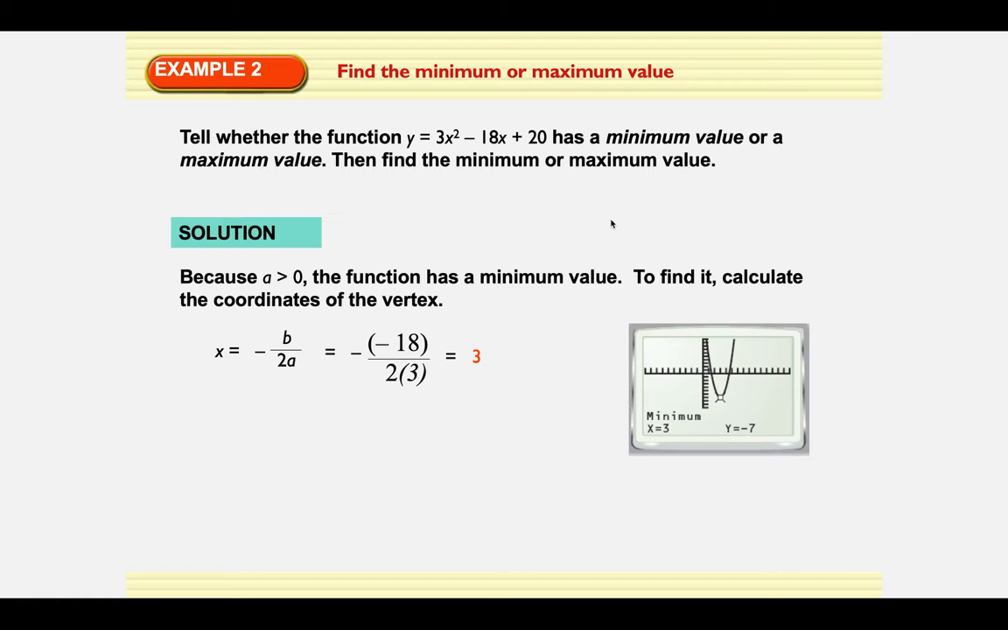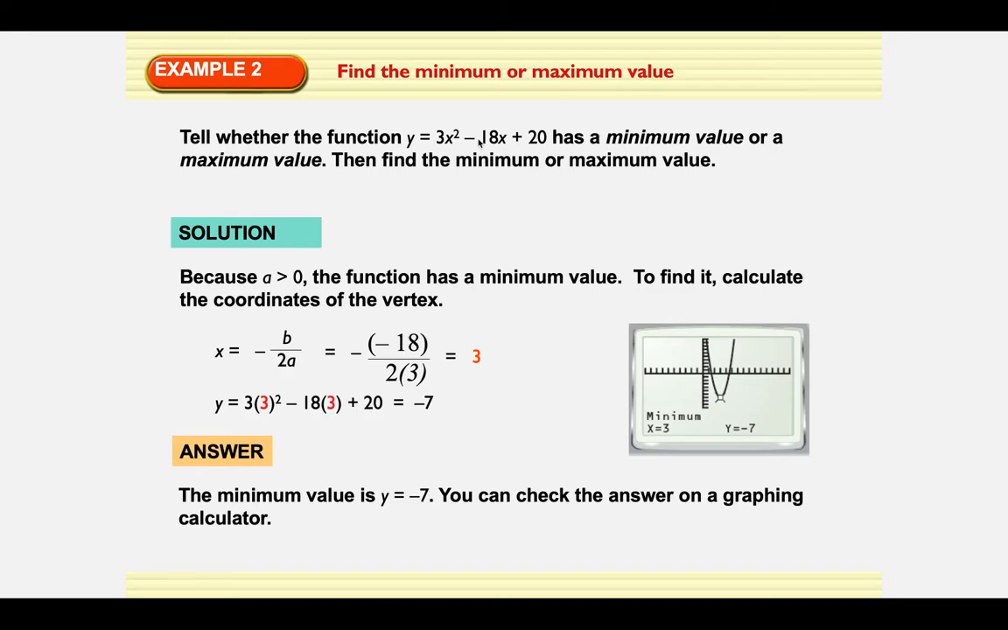So negative times negative is positive. 18 divided by 6 is 3. To find the minimum, the y value, we plug that 3 into our original function for x, and we simplify, and we get negative 7. So the minimum value of our function is negative 7.